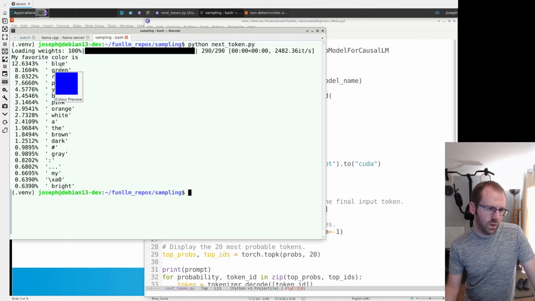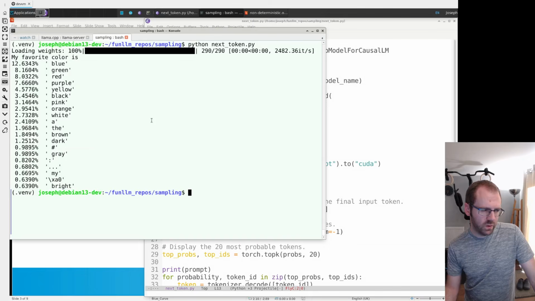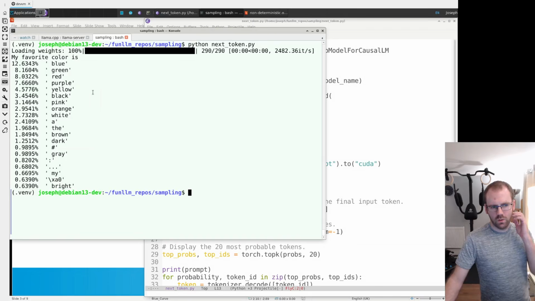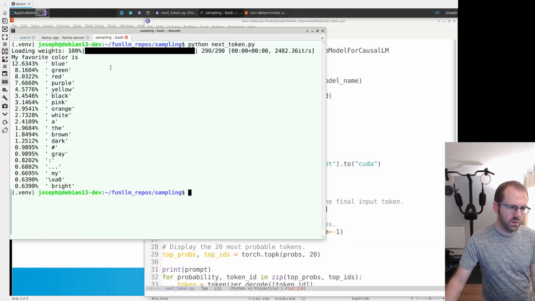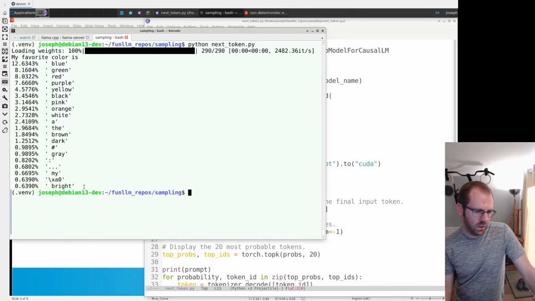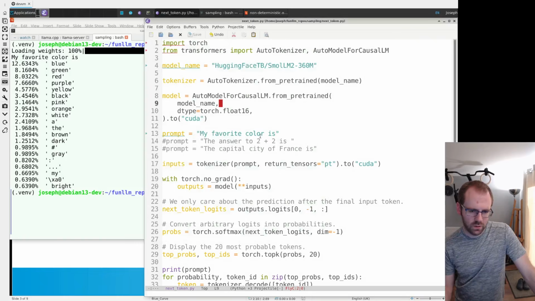Yeah, so what we've got here is 12% probability given to blue, 8% to green, 8% to red, 7% to purple. So this is what we'd call a flat probability distribution, because there's lots of tokens which have a reasonably high probability, because obviously a large language model doesn't actually have a favorite color, so there's lots of viable answers, and you'll always get a long tail of really low probabilities, which the sampler will filter out and just pick from the top few. But anyway, let's try a different one.